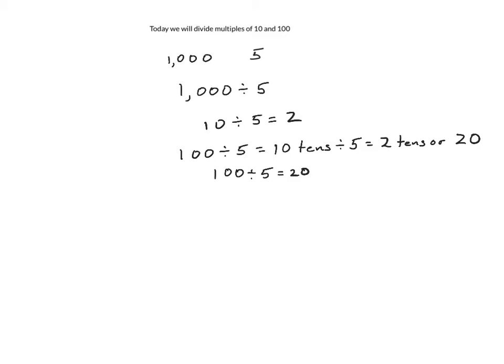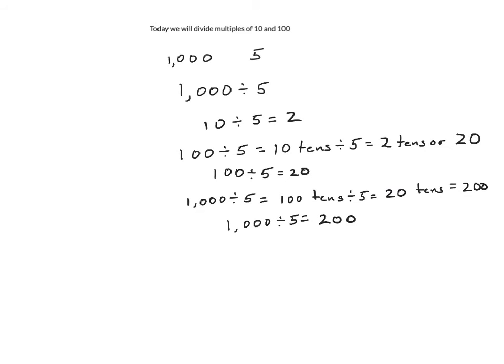Now, if we think 1,000 divided by 5, that equals 100 tens divided by 5, which equals 20 tens, or 200. So 1,000 divided by 5 equals 200.